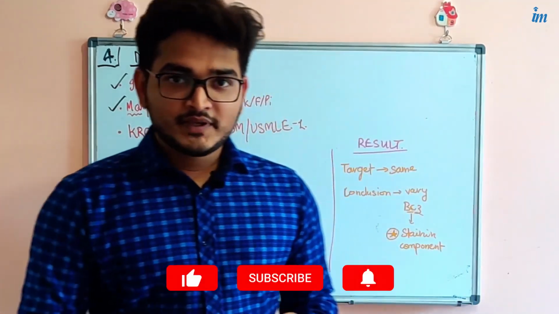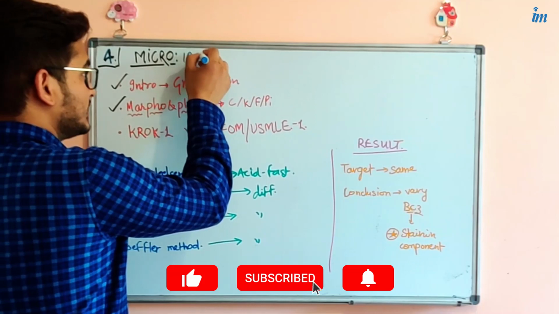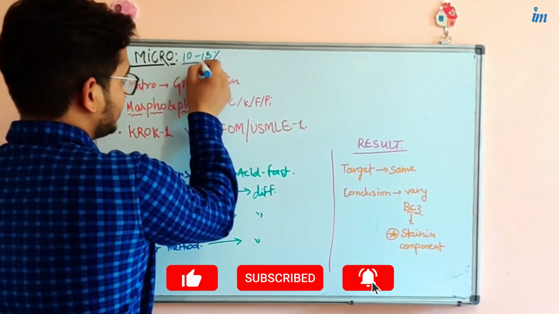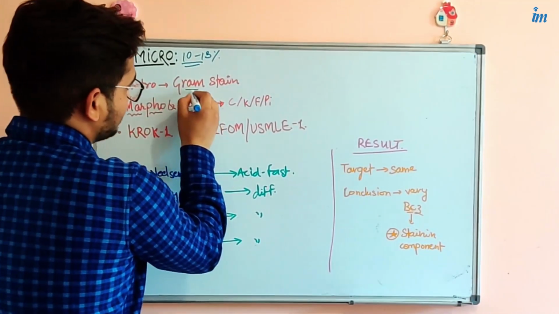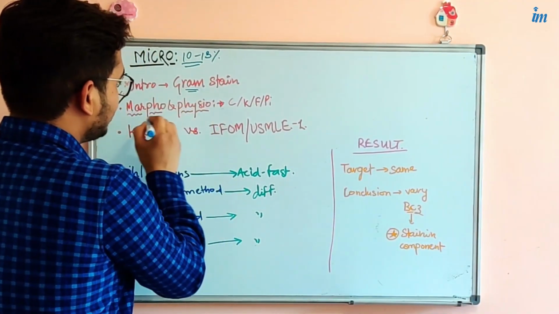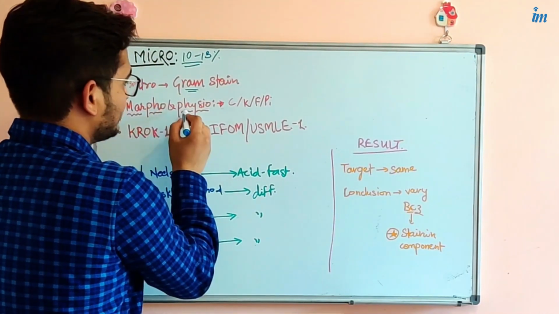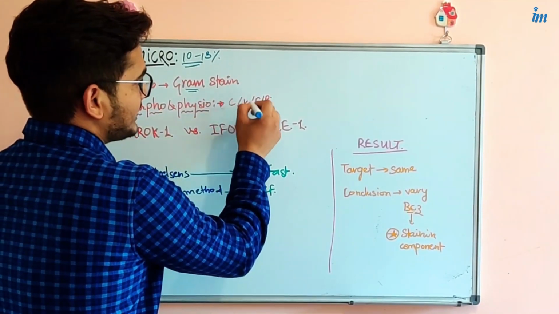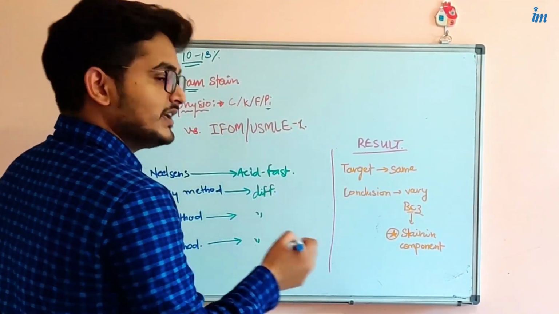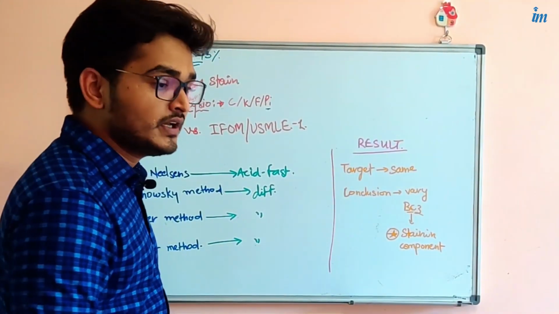As I told you from the beginning, microbiology carries 10 to 13% weightage in various examinations. The first video was on gram staining, and in the second I gave a brief introduction to the morphological and physiological properties, and I told you about the capsule, capsid, flagella, pili, etc. in my previous video. Now we are moving toward the question session.